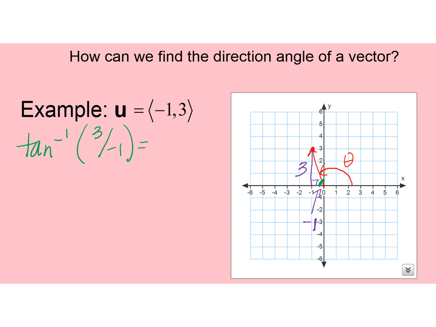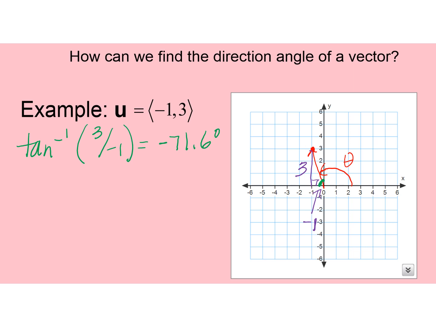So again, make sure your calculator is in degree mode. And when I typed mine in, and I'm just rounding to the nearest tenth is fine. We'll keep it easy today. My calculator told me negative 71.6. And that was in degrees.